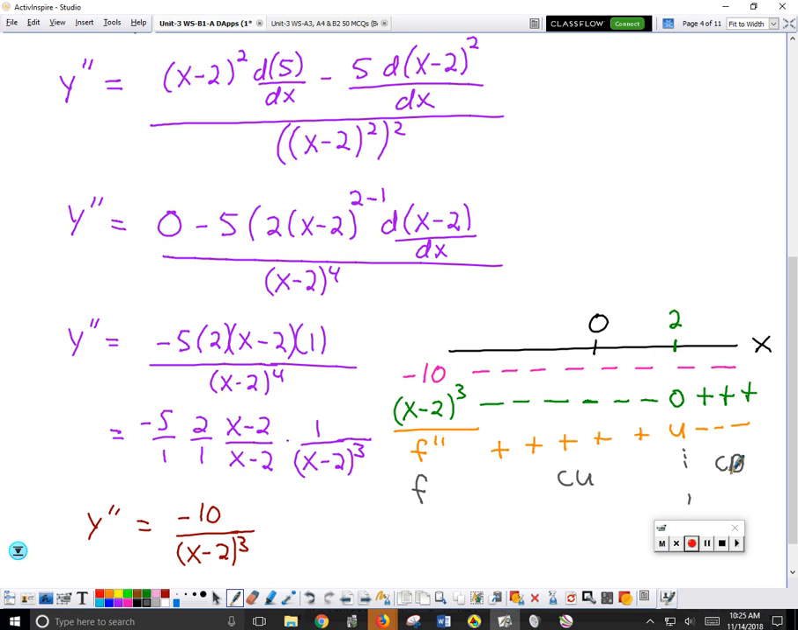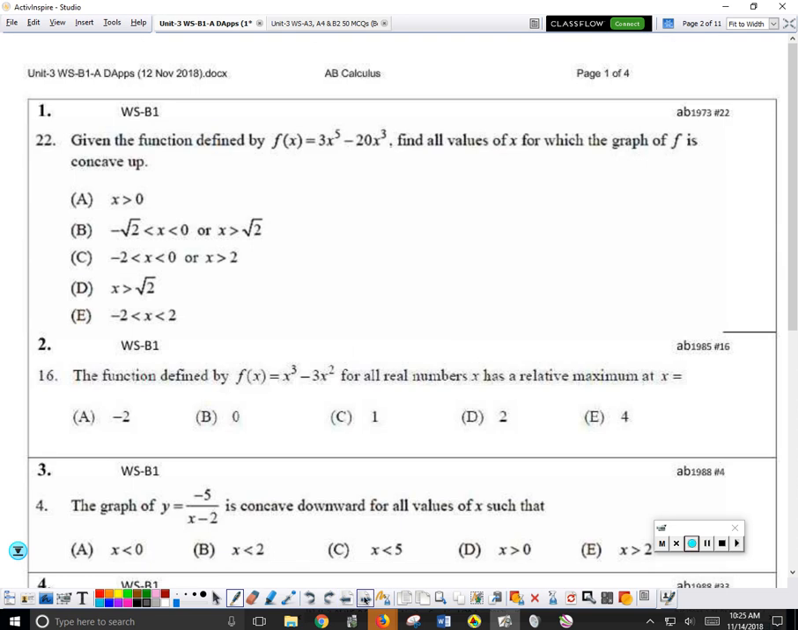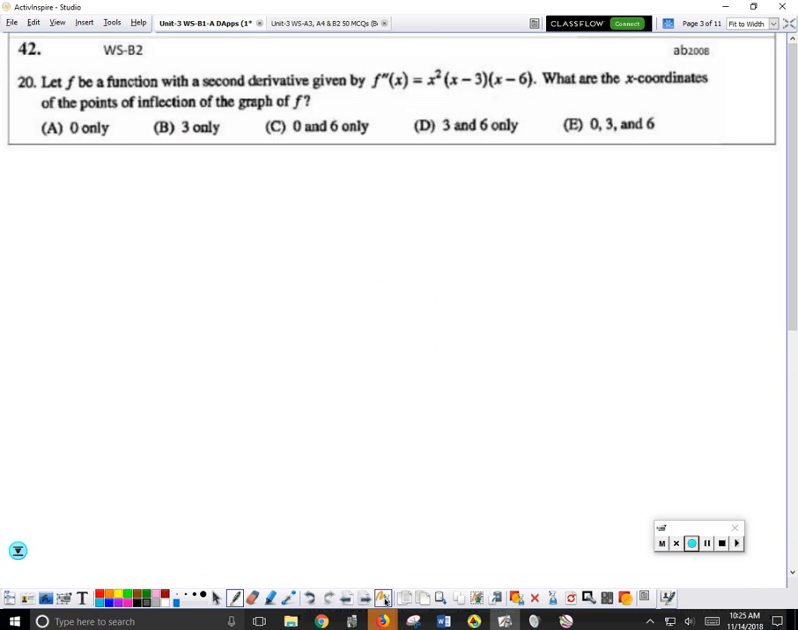This is easier. So, okay, go to number 42 in the pink.